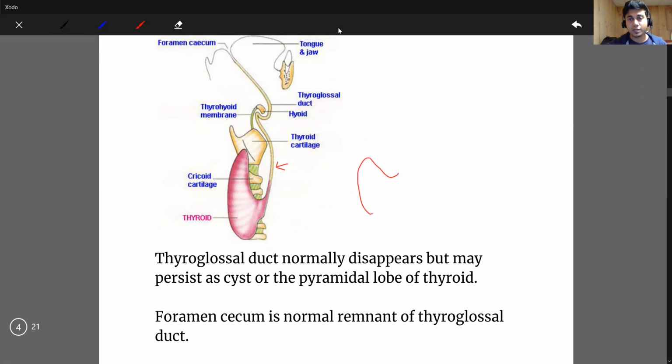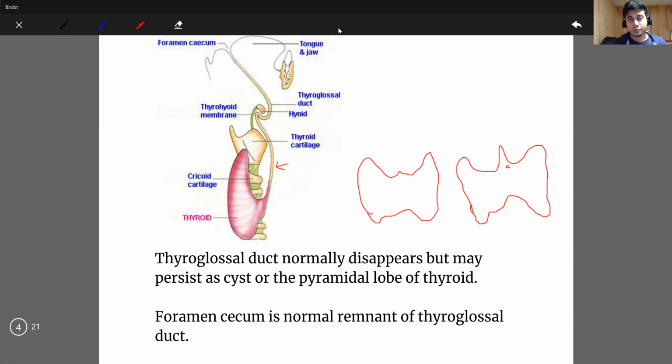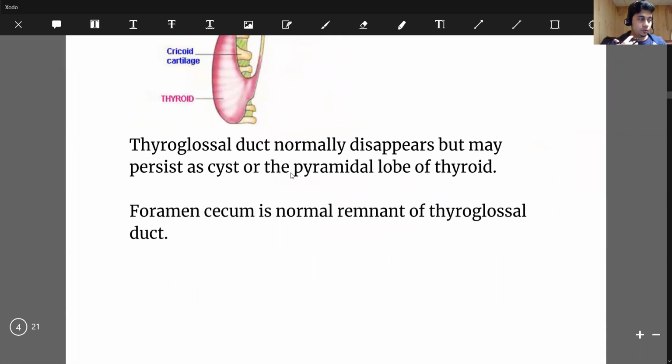if you look at the thyroid, let's say the normal thyroid is like this, right? It looks like a bat to me. And sometimes a remnant of this duct may remain as a protrusion. We call it the pyramidal lobe of the thyroid. Or sometimes the whole thyroglossal duct may remain as a remnant, or it does not disappear, and there can be fluid collection, and that can lead to formation of the thyroglossal duct cyst.